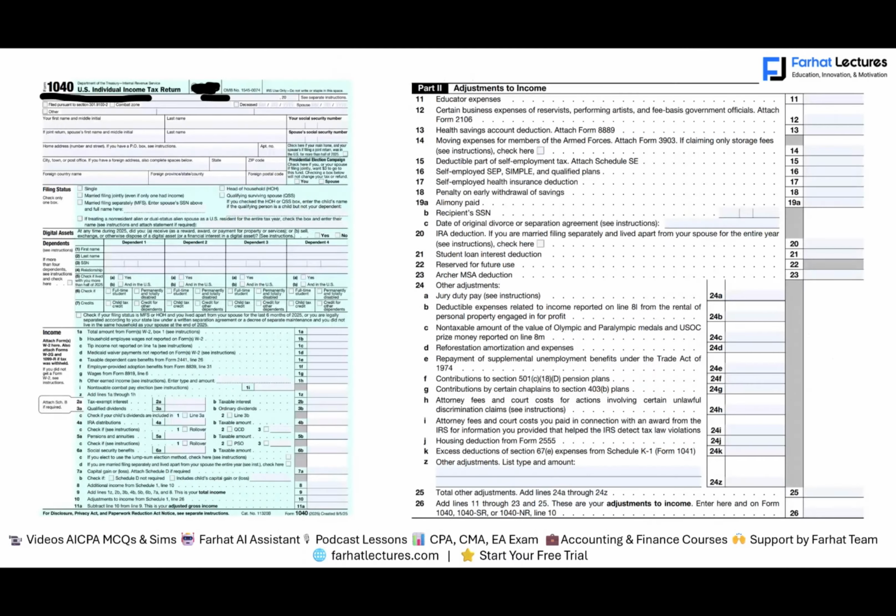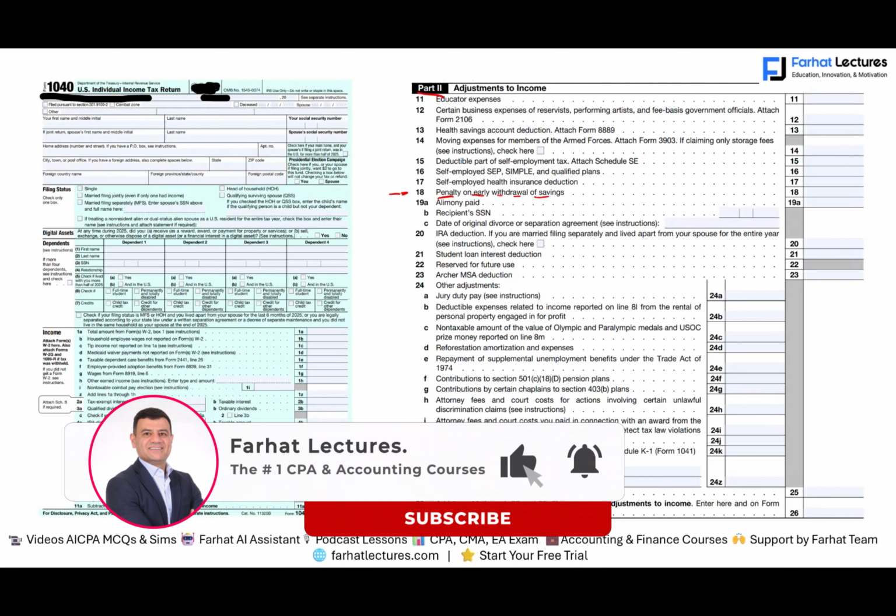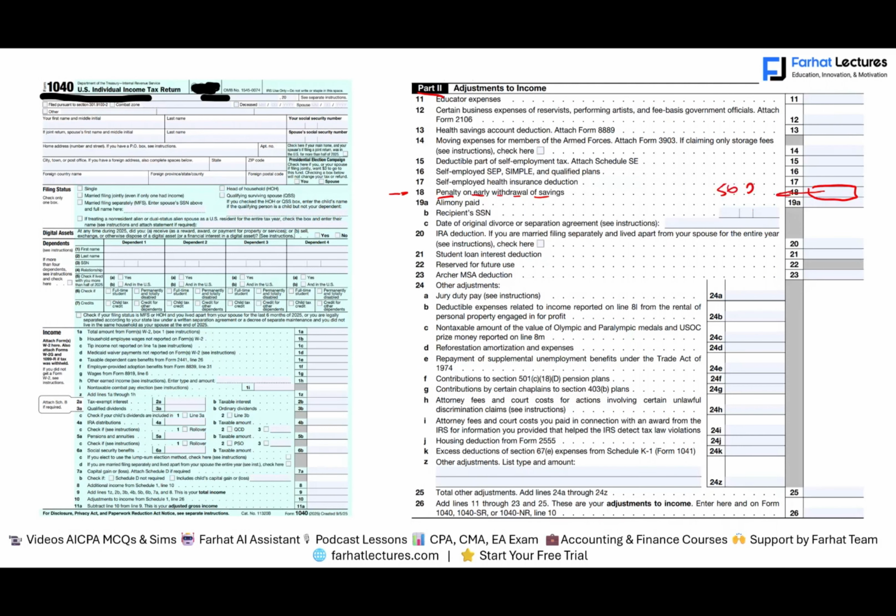So how does it work? If we look at Schedule 1, Part 2, and we look at this line here, it says penalty on early withdrawals of savings. So let's assume you were charged a $500 penalty. You will add up all your adjustments. Let's assume that's the only adjustment, $500. Then those adjustments are transferred to page 1, $500, and they are deducted for AGI. They are listed before AGI.